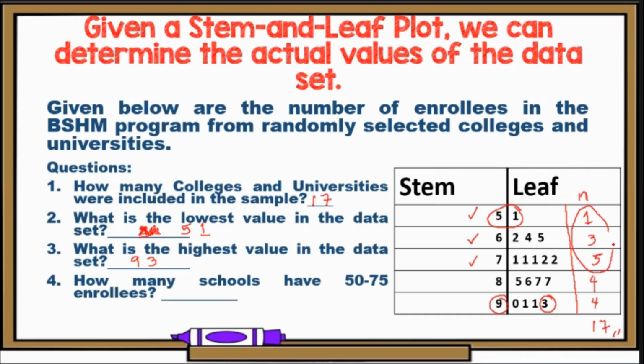So, ito tatlo. Ilan to? 1 plus 3 plus 5. Nag-satisfy naman siya kasi highest nito 70 lang. Hindi siya lalampas ng 75. 1 plus 3 plus 5, we have 9. Okay, we have 9 schools having 50 to 75 number of students enrolled in BSHM program. So that will be the end of our discussion for stem and leaf plot.